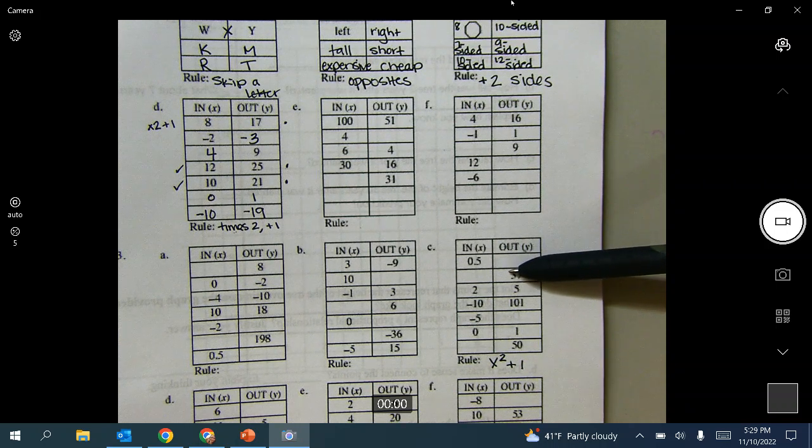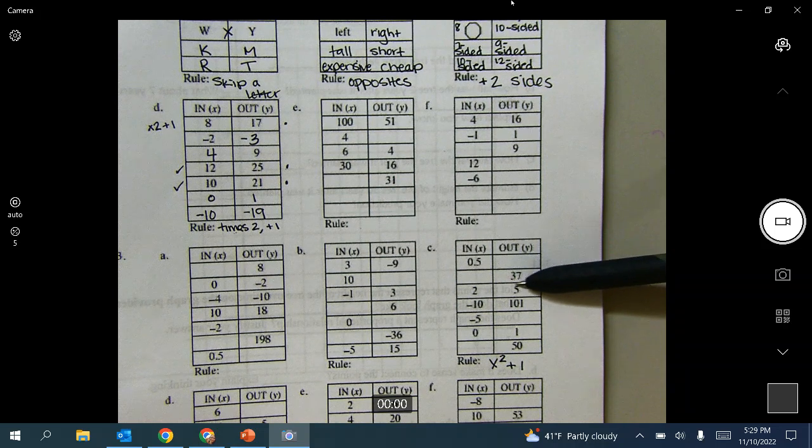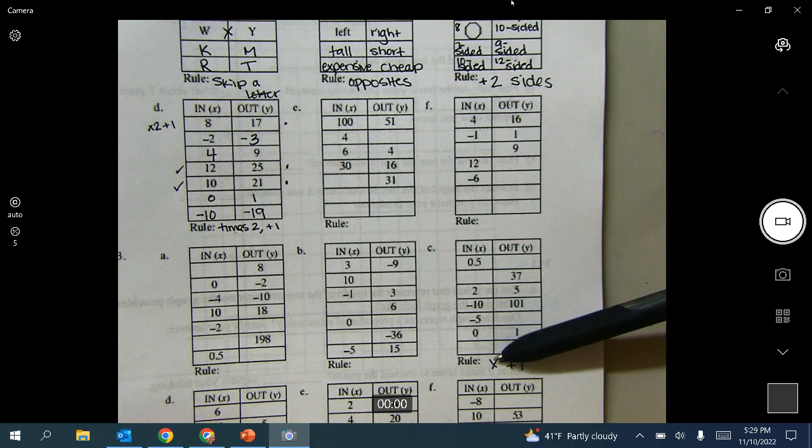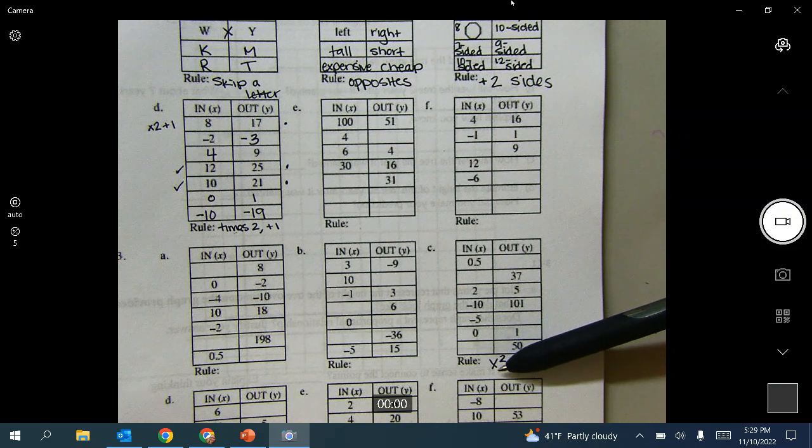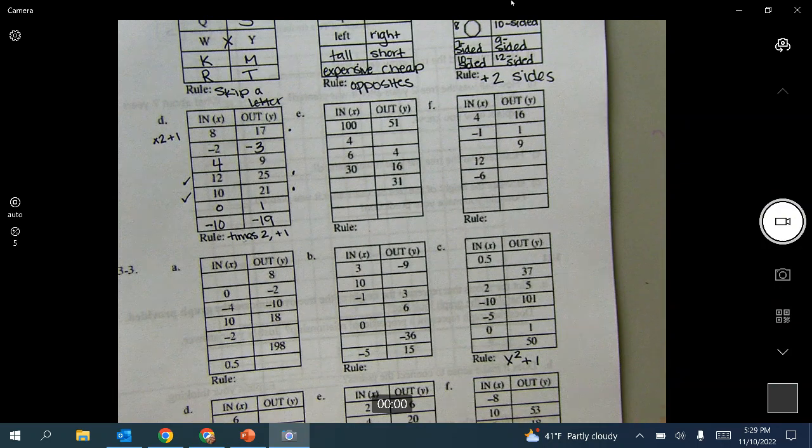So 37 minus 1 gives me 36. And then I'm trying to think what number times itself equals 36. And I know that 6 times 6 is 36. So my input number had to be 6.